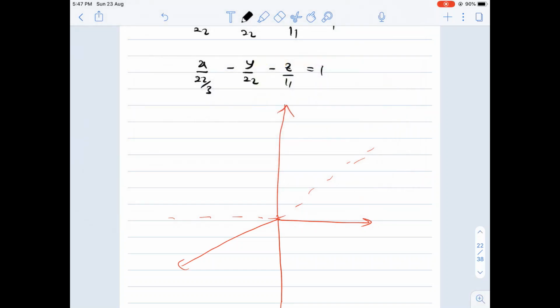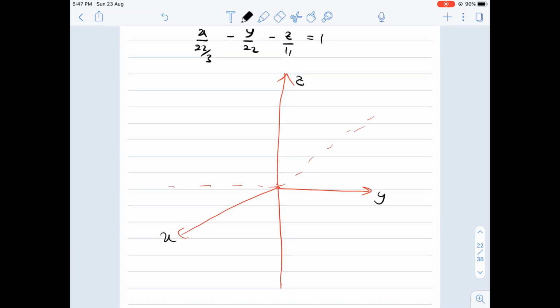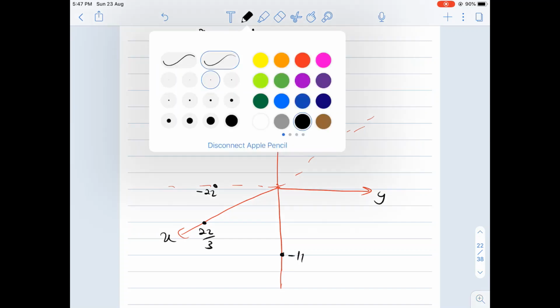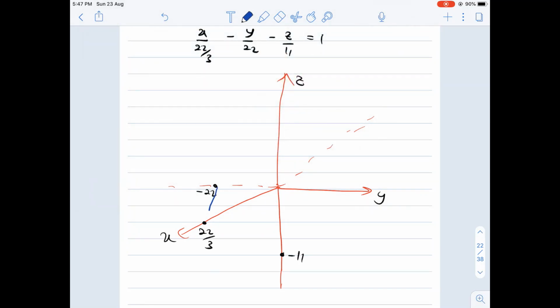This is the x-axis, y-axis and z-axis. X is positive, so we have x equals 22 over 3, and then the value of y equals negative 22, and then z equals negative 11. So we will have this plane.